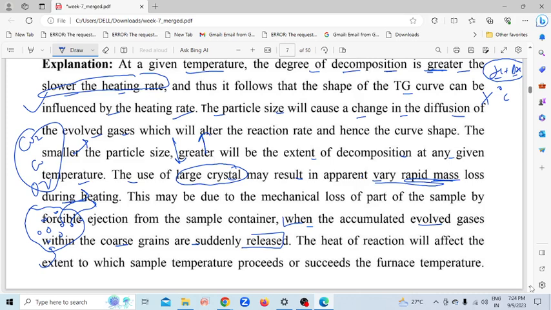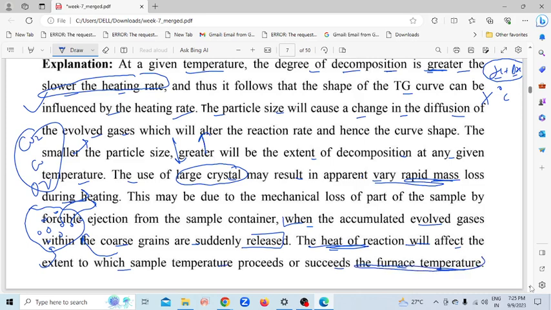It will also change your TGA curve and give an incorrect reading, so it is also not good for analytical purposes. Your sample should be properly ground and powdered. The third point: the heat of reaction will affect the extent to which the sample temperature precedes or succeeds the furnace temperature.